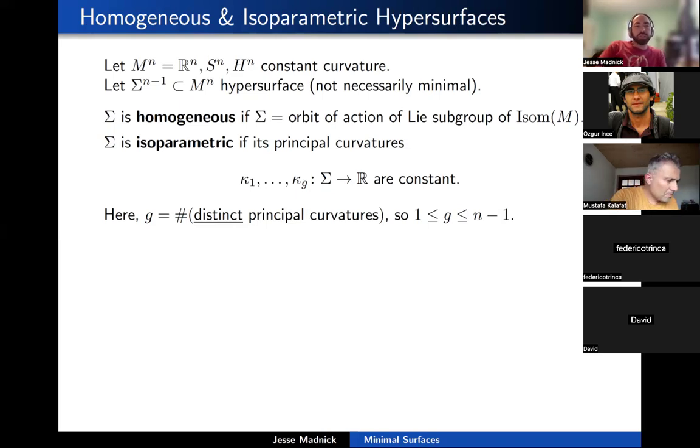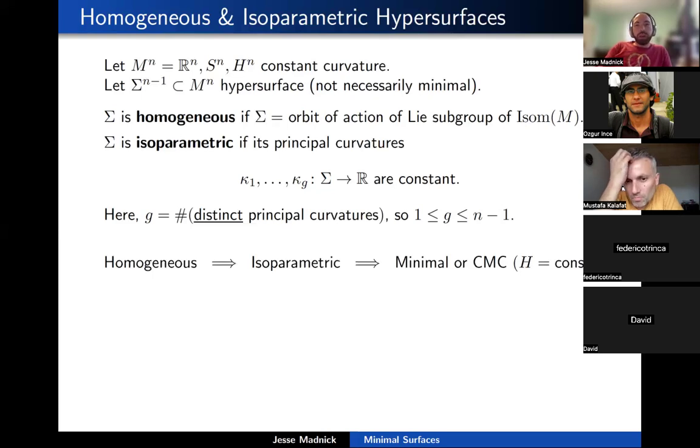We need 2 words. First, sigma is homogeneous if it's the orbit of an action of a Lie subgroup of the isometry group of M. Okay, so if there's a Lie subgroup of the isometry group that acts transitively on sigma, we say sigma is homogeneous. We say sigma is isoparametric if its principal curvatures are constant. Okay, so remember these are functions, and so isoparametric means that all of these functions are constant. Okay, and I'm going to use the letter g to denote the number of distinct principal curvatures. So a priori, g is some integer between 1 and n minus 1.